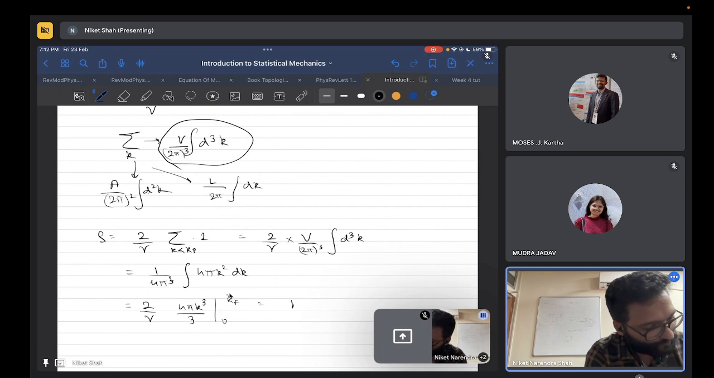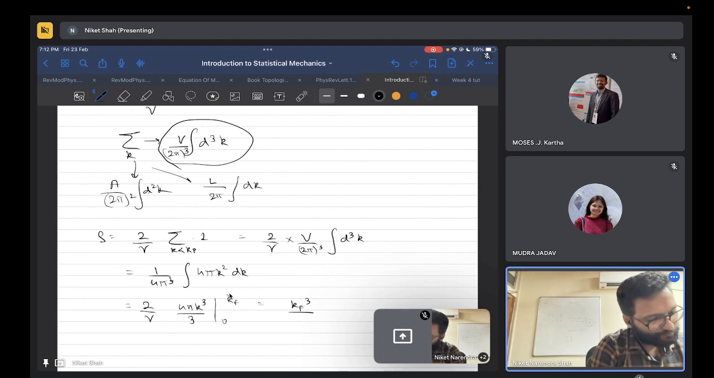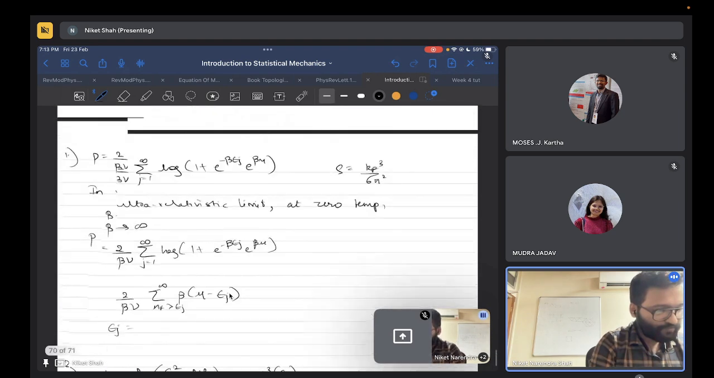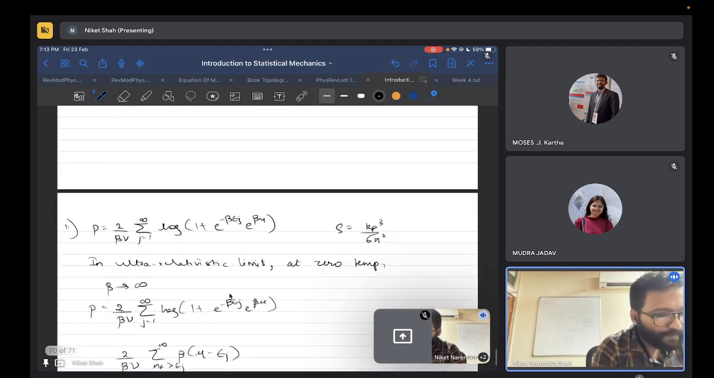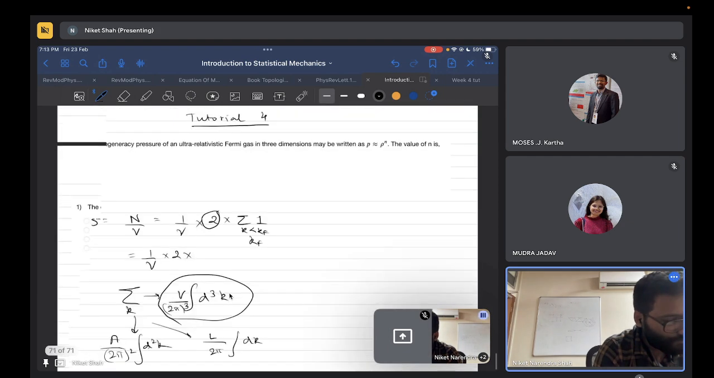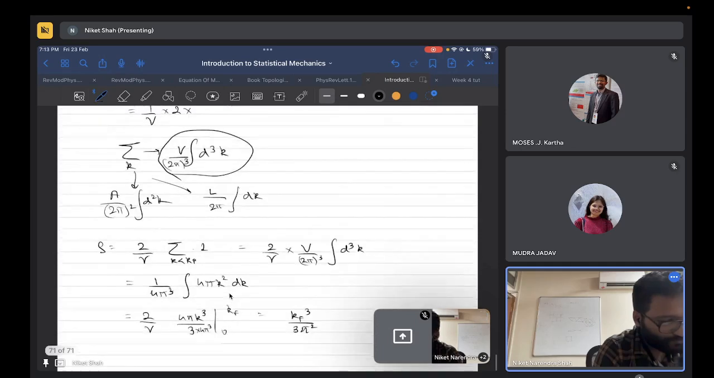What do we get here? kf cube by 4 pi cube. I'm missing something. I'm getting kf cube by 3 pi square. Is it kf cube by 3 pi square or 6 pi square? I am not sure of the expression. It is 6, so I'm missing a half term somewhere. It comes out to be kf cube by 6 pi square. What did I miss out?